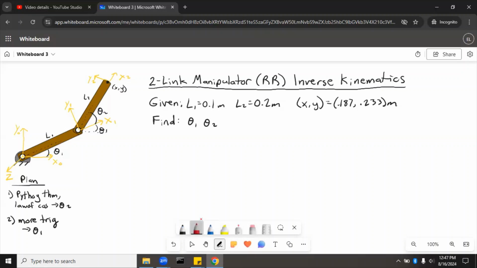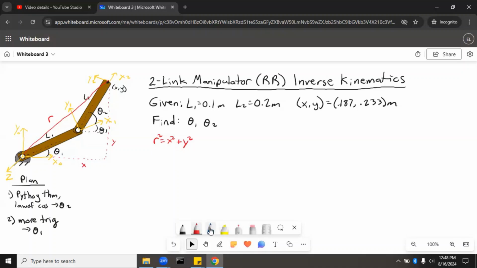The first thing we can do is find the displacement of the tip. The tip is here, and if we draw a line from the origin to the tip, we call that R. Using right triangles, we have x here and y here, so R squared equals x squared plus y squared. That's using the Pythagorean theorem.